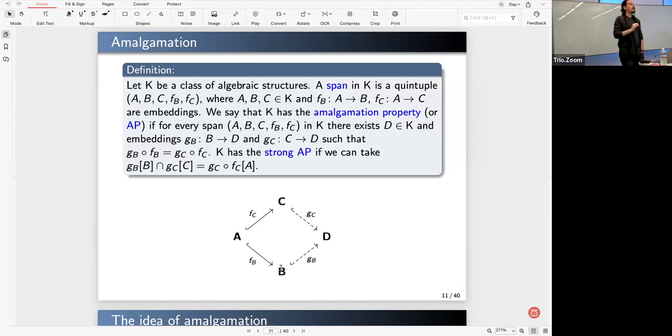That's what amalgamation is. Strong amalgamation says that I can do this, and moreover, when I chase A through the diagram, it turns out that the intersection of B and C in this amalgam is exactly A. I get nothing more in the intersection.